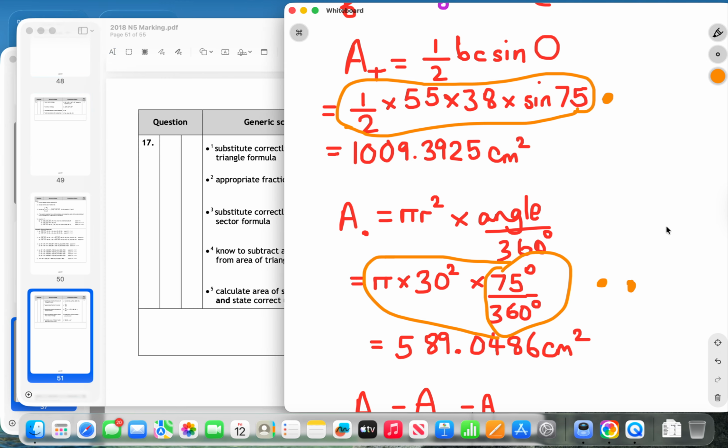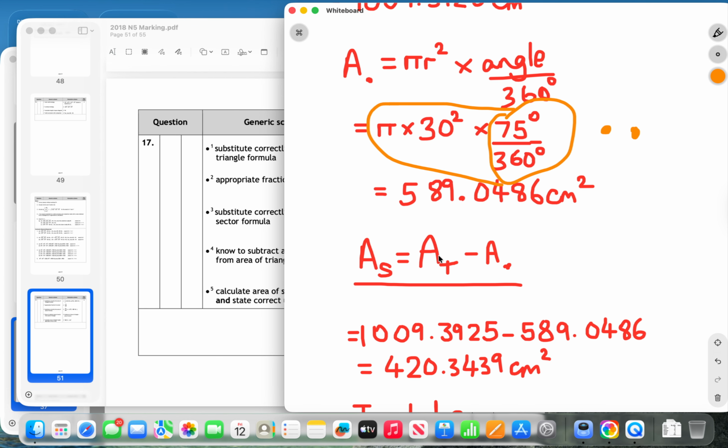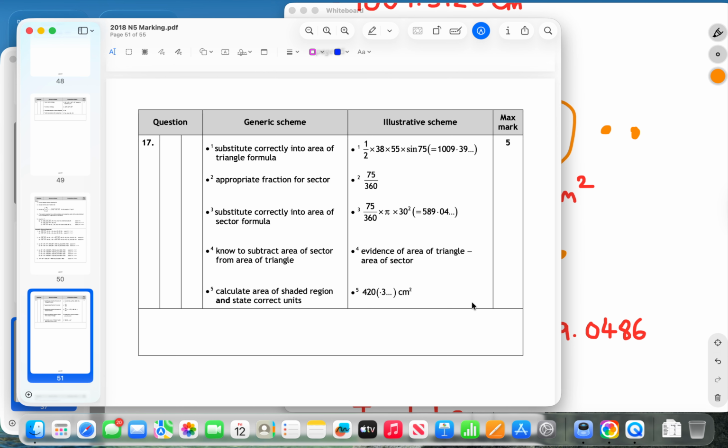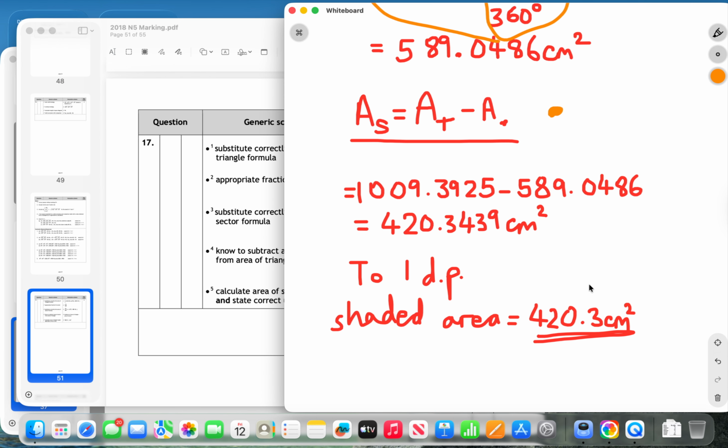The fourth mark is for knowing how to find the area of the shaded portion. So even if you mess up the figures, you still get 1 mark for knowing a method, and that is you take away the area of the sector from the total of the triangle. So any way of making it clear that you know to take the sector area away from the triangle area gets you a mark. And the final mark would be for the answer.